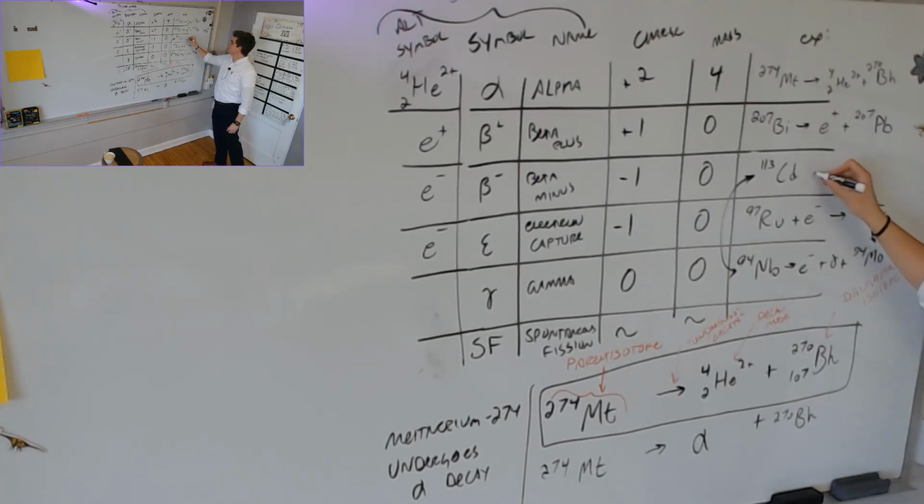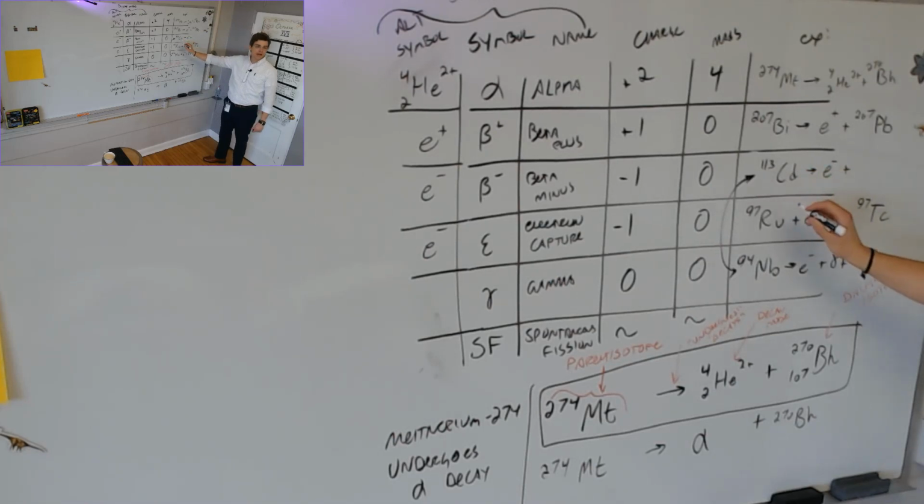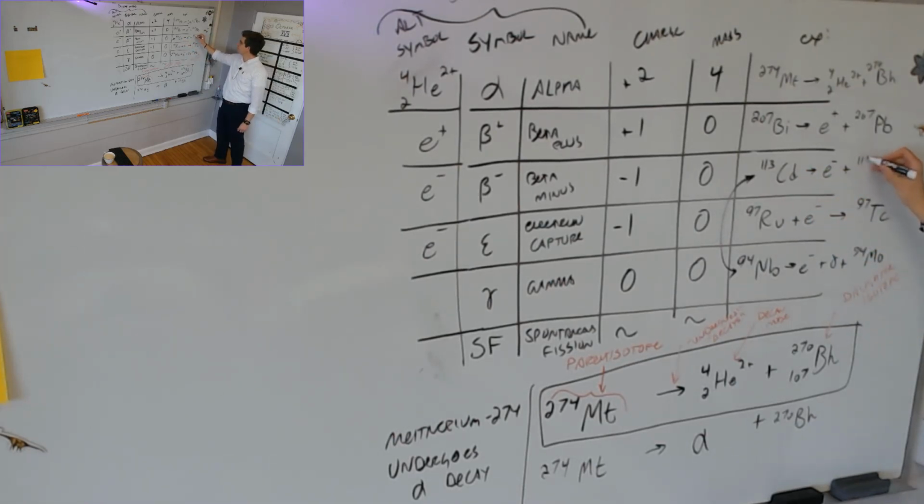Cadmium 113 undergoes beta minus decay and becomes, well, does the mass change? No. 113. And it's losing a negative charge, so it's becoming, instead of cadmium, indium. Indium, which is named after the subcontinent, India.